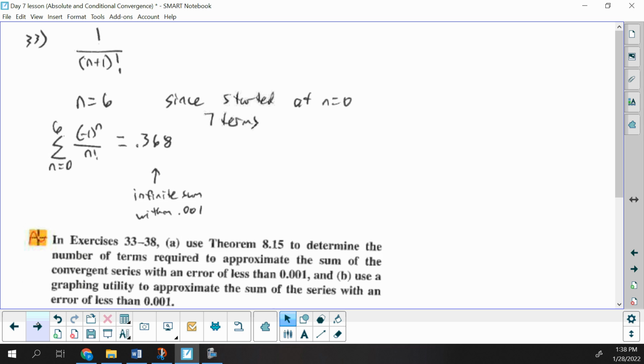And when x in the calculator, or really in our problem n, was 6, that was the first time we were below 0.001. But notice this one started with n equals 0. So if we're ending with n equals 6, technically that's 7 terms for it to have an error less than 0.001. And then do that summation, and we get 0.368. So basically what we've determined is we know 0.368 is within 0.001 of the infinite sum.